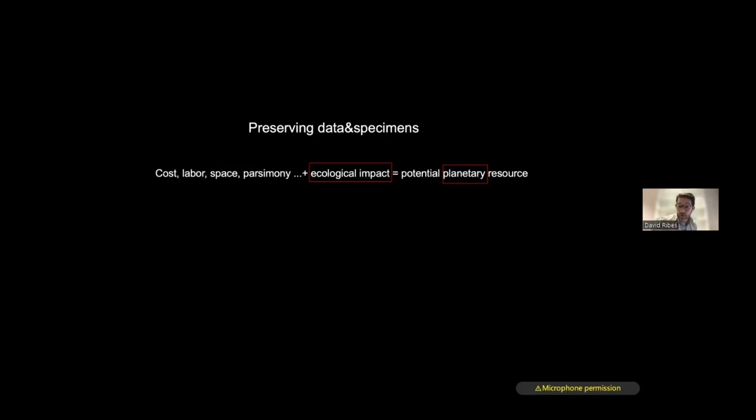I don't want to just put the humans on one side and the environment on the other. I want to put all the things on both sides. So in other words, it's not just potential resources. We need to think about them as potential planetary resources. What I mean by that is they might be the very things, these data and specimens need to be weighed in part for whether they're going to help us with the oncoming crisis that we're going to live through.